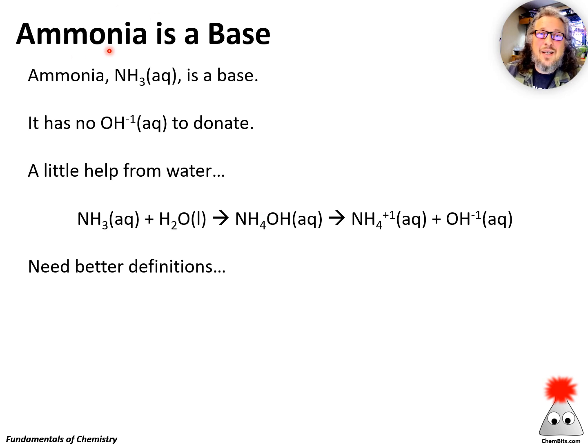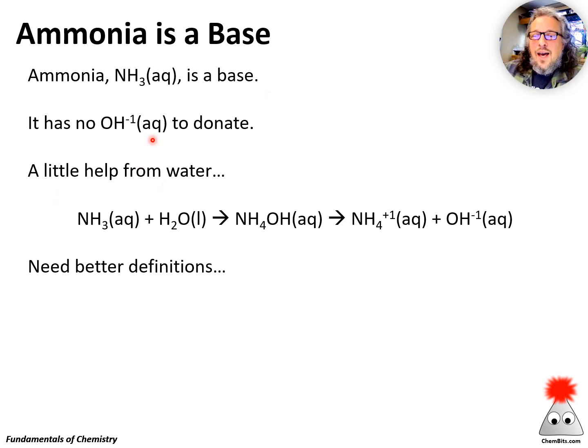Ammonia, NH3, is a base, but it has no hydroxide to donate. So if we think of an Arrhenius base as an OH donor, how can ammonia be a base? But remember, the formal definition of a base, using the Arrhenius definitions, is a substance which, when added to water, increases the hydroxide concentration of the solution. So let's use water to help us out.